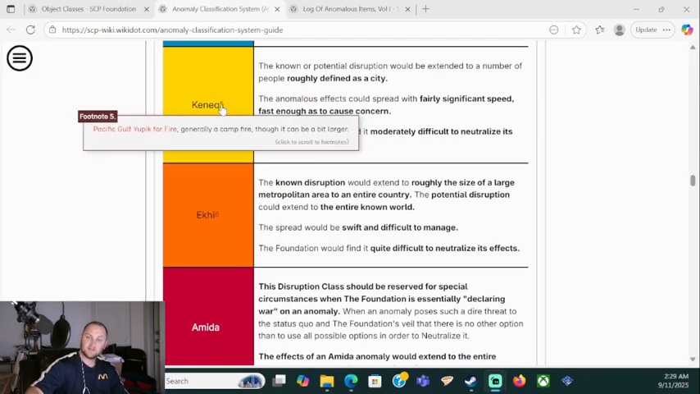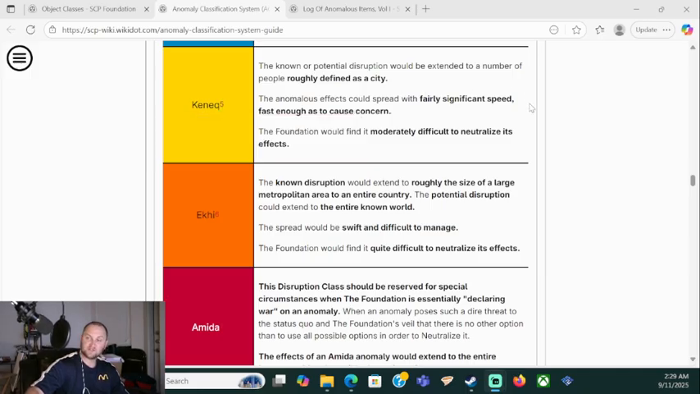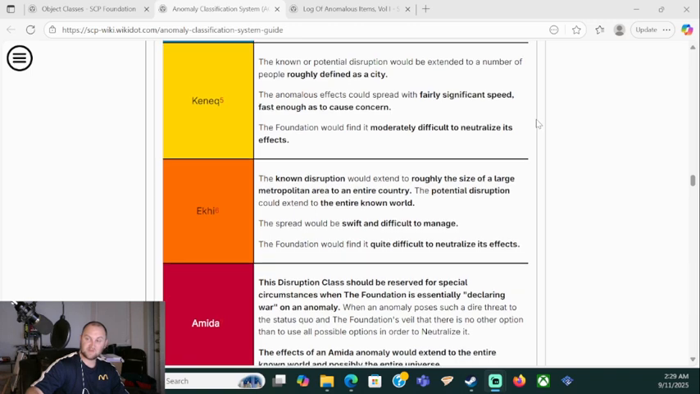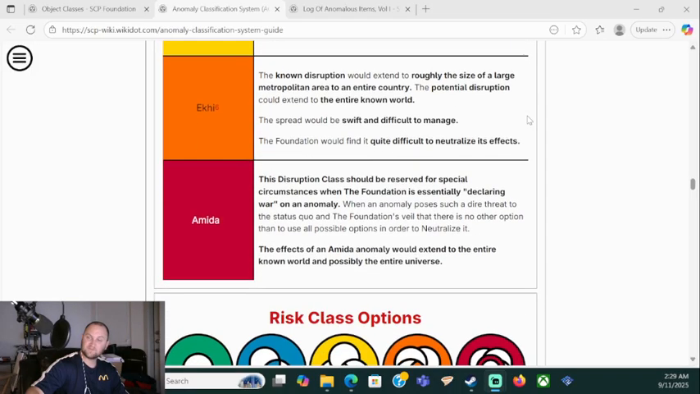Keneq, Pacific Gulf Yupik for fire. Generally a campfire, can be a bit larger. The known or potential disruption would be extended to a number of people roughly defined as a city. The anomalous effects would spread with fairly significant speed, fast enough to cause concern. Foundation would find it moderately difficult to neutralize its effects.